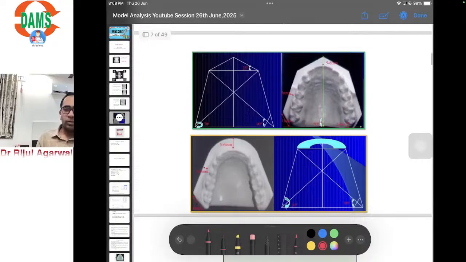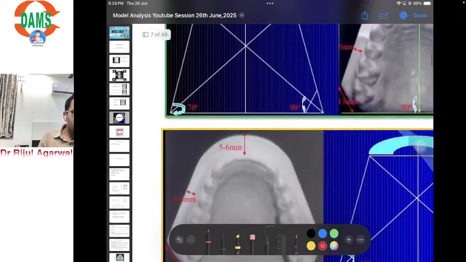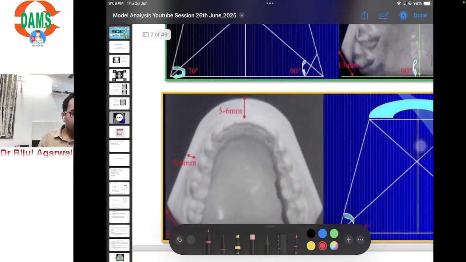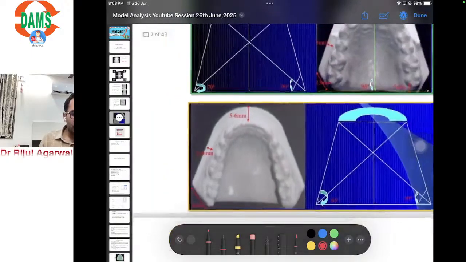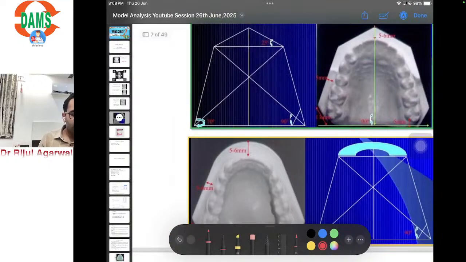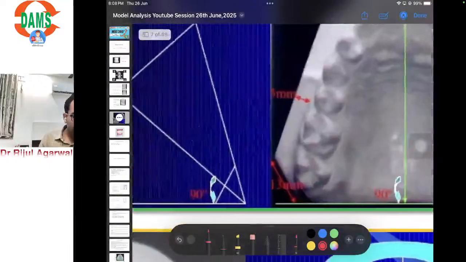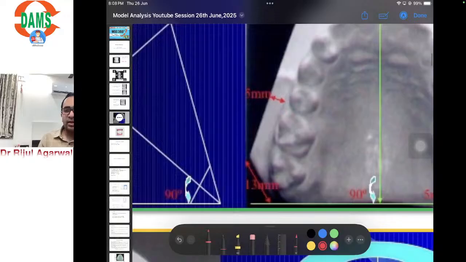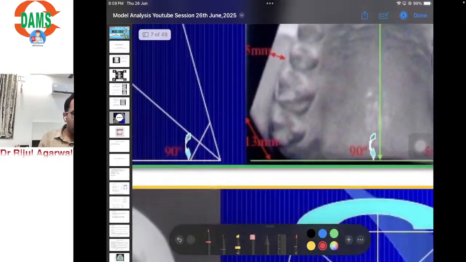Next dimension, the vestibular depth. In the anterior region it should be between 5 to 6 mm, which progressively decreases as you move posteriorly. In the maxilla it is 5 mm in the posterior region and 5 to 6 in the anterior region. The heel region, or the length of the heel, is 13 mm.